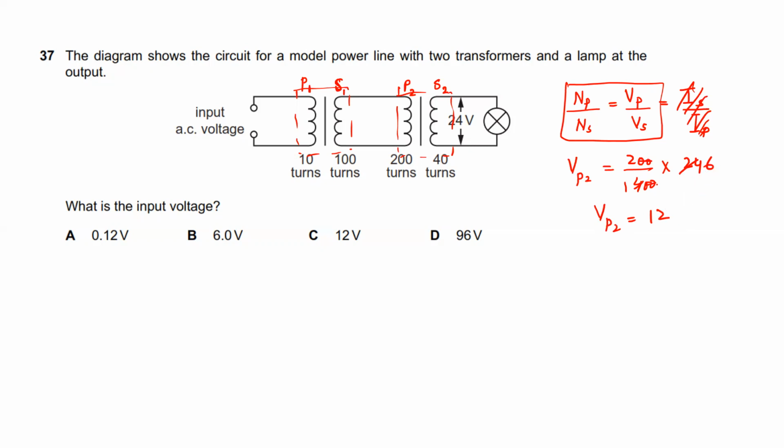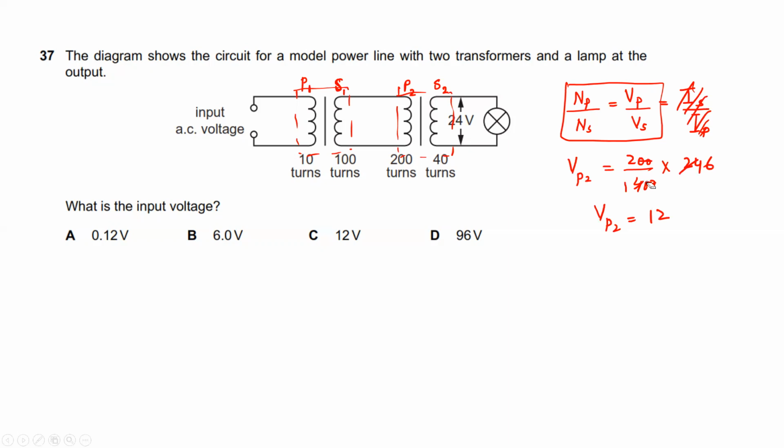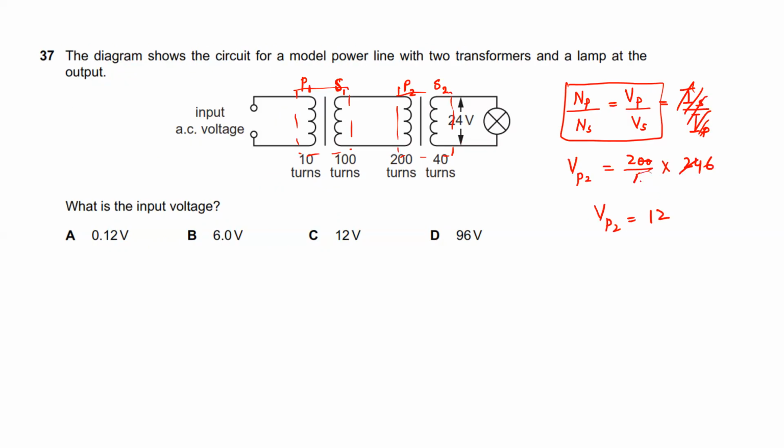So 200 divided by 40 is 40. So 20 into 6, 120 volts. So VP2 is 120. So we are now having 120 volts here. So 120 volts will be appearing here. So there is no loss.